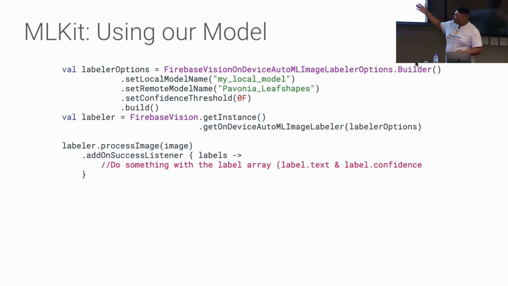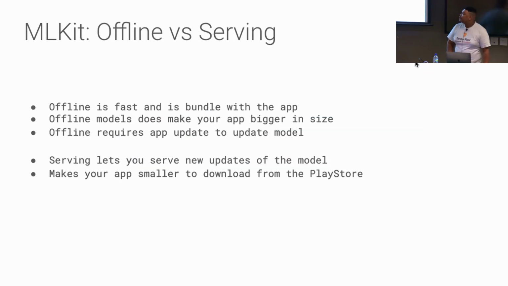Then we can say labeler.process our image, and it will give us a whole bunch of labels. It will tell us this is a specific thing, it has a hash state thing, and it says with a confidence of 45% or 80%. And that's pretty much it in terms of using it with your Firebase SDK.